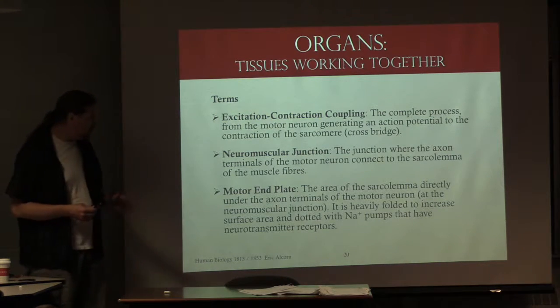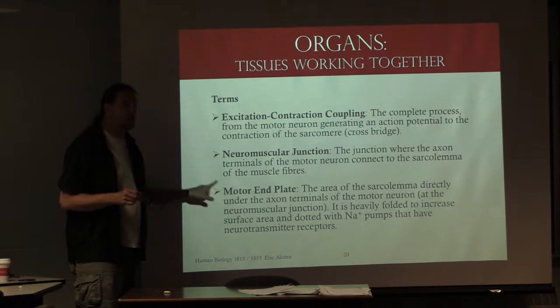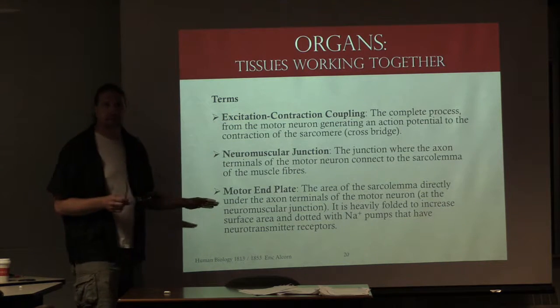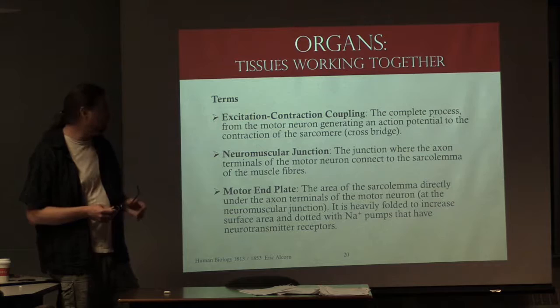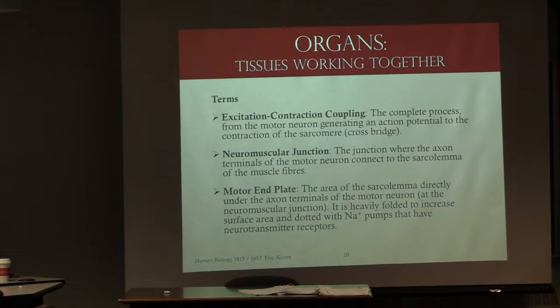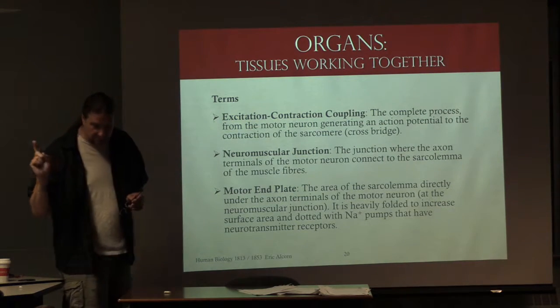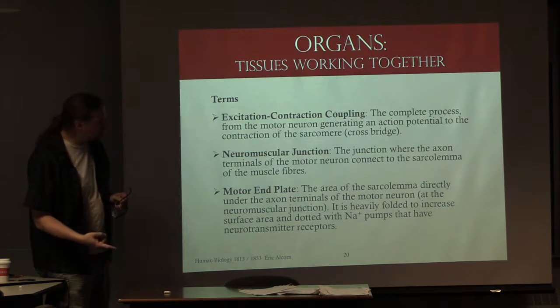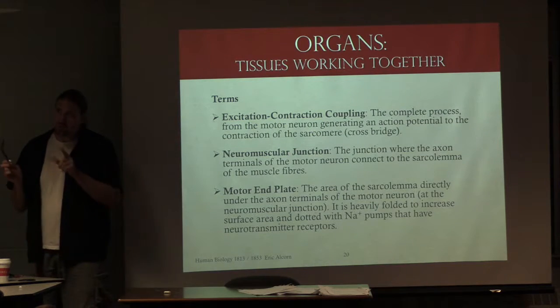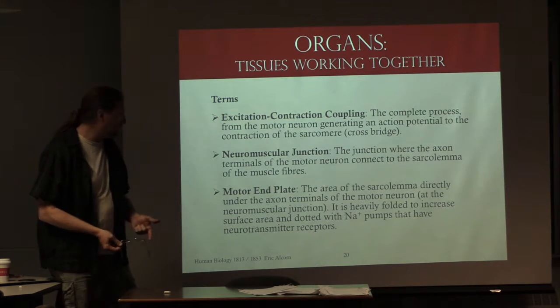Specifically, and I will draw this out for you, the motor end plate is the area of the muscle cell at the neuromuscular junction. And it has its own name because the structure of it is slightly different than the rest of the sarcolemma. It's heavily folded, so we increase the surface area with lots of sodium pumps. And we know how important those are for changing the current. Because what's going to happen is an electrical current gets converted to a chemical current, gets reconverted back into an electrical current. So electrical in the nerve, chemical at the interface between the nerve and the muscle cell, and then it becomes electrical again in the muscle cell.